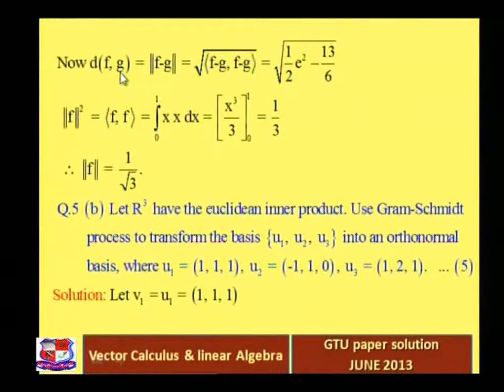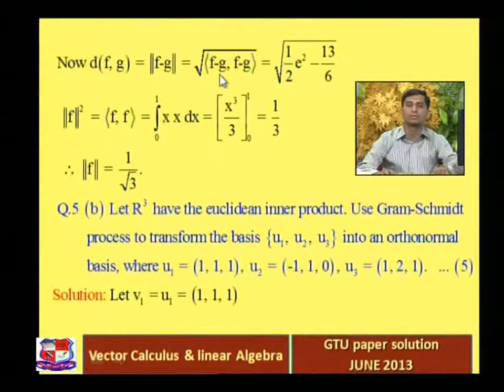So that's why the distance of f, g is equal to the norm of f minus g, that can be expressed as the square root of the inner product of f minus g with f minus g, that is equal to the square root of e square by 2 minus 13 by 6. Again we find norm f square, that is equal to the inner product f with f, that is the integration from 0 to 1 of f into f. What is our f(x)? X into x, so x square, the integration of x square is x cube by 3, 0 to 1, so you will get 1 by 3. So norm f square is equal to 1 by 3, so norm f is equal to 1 by under root 3.